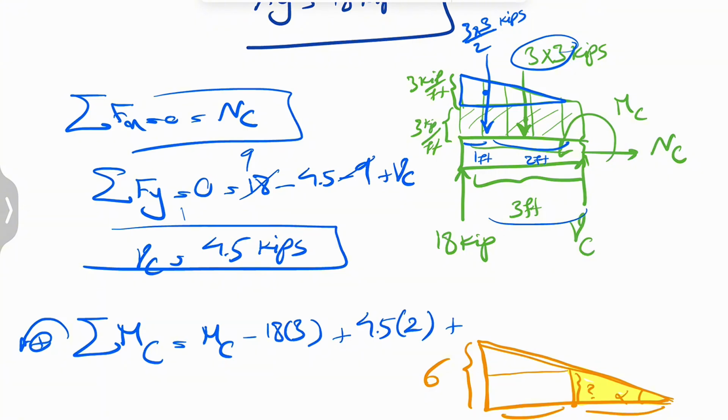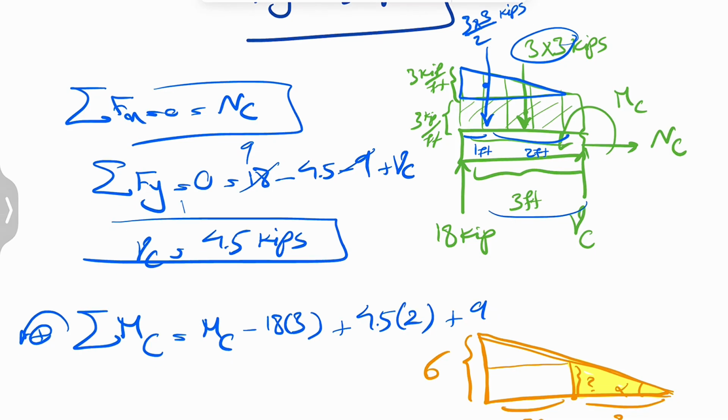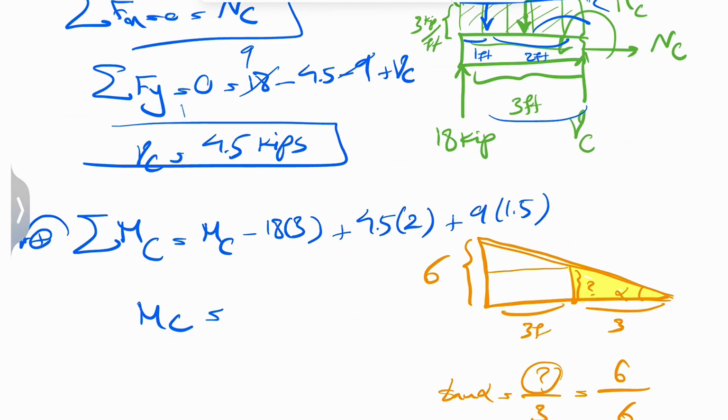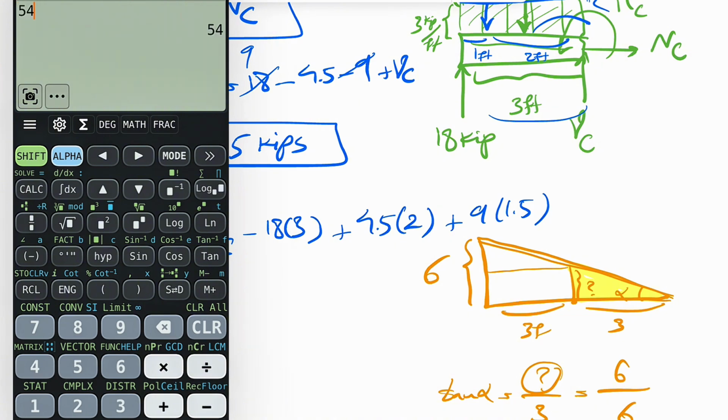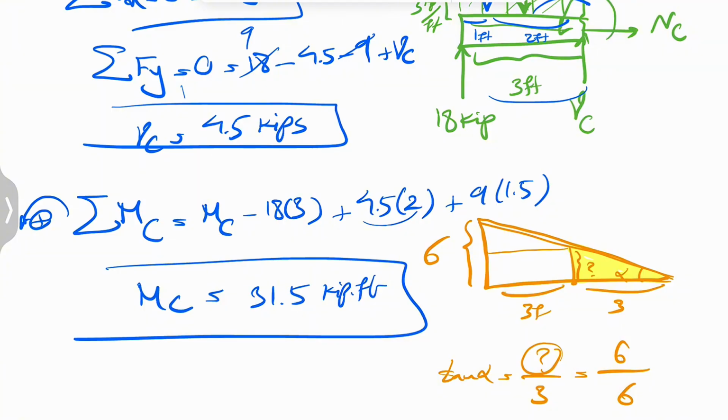And the moment of 9 kips. And the distance here would be 3 divided by 2, which is 1.5. So yeah, the MC would be 18 times 3, which is 54, minus, we can factor 2, and we have minus 9 times 1.5. And yeah, it's going to be 31.5 kip foot. And this will be the moment and the last internal loading that we need to figure out.